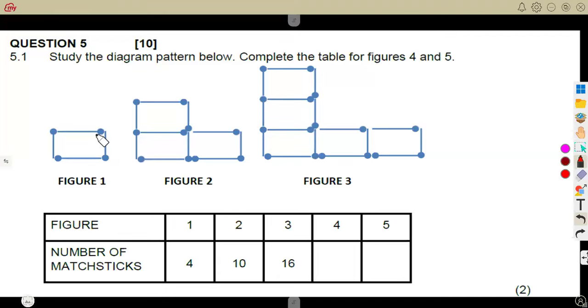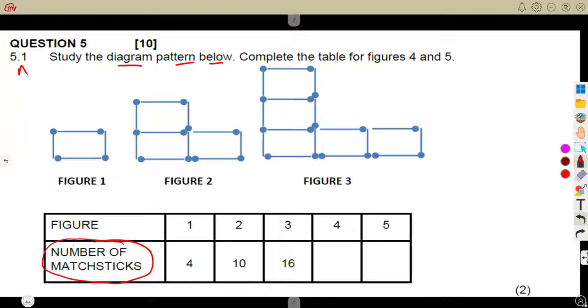So considering question number 5 that we are given, that was 5.1. Study the diagram pattern below, complete the table for figure 5 and for figures 4 and 5. As we can see there, according to these diagrams or the pattern that we are given, that's the figure or the pattern number, to say pattern number 1, pattern 2, 3, 4, and 5, and so on. We are given what is building this figure here as the number of matchsticks.